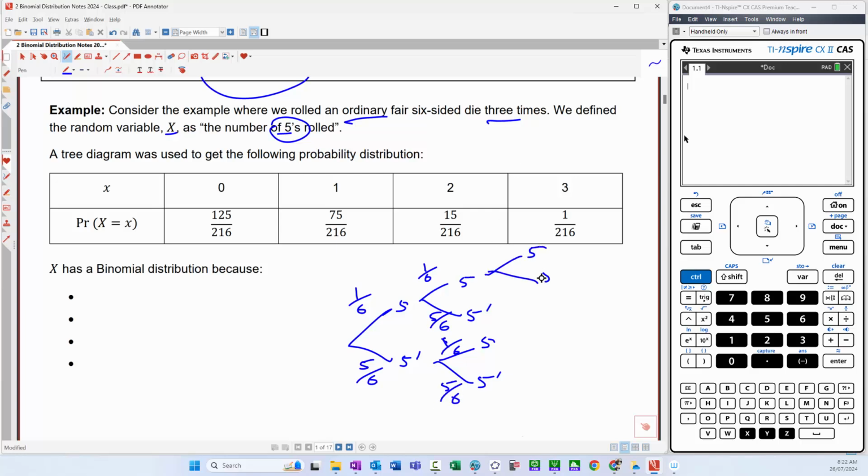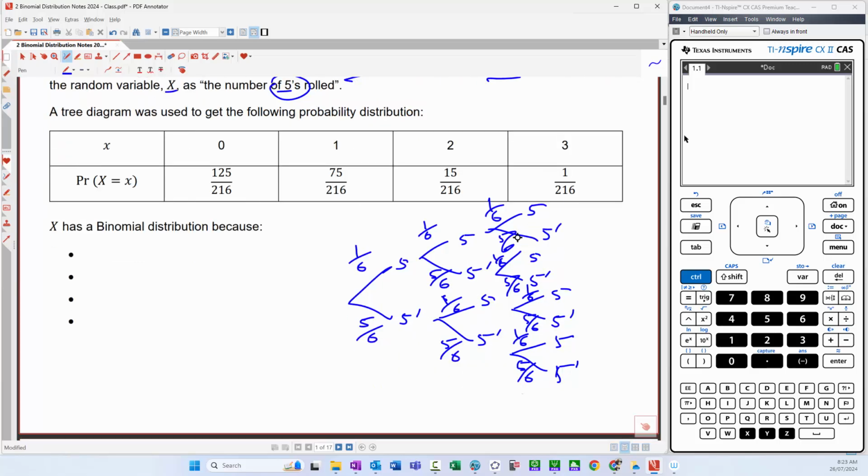So we've got 5 or not 5, 5 or not 5, 5 or not 5, 5 or not 5. And 1/6, 5/6, 1/6, 5/6, 1/6, 5/6, 1/6, 5/6. So that would have been the tree diagram that was used to calculate these.